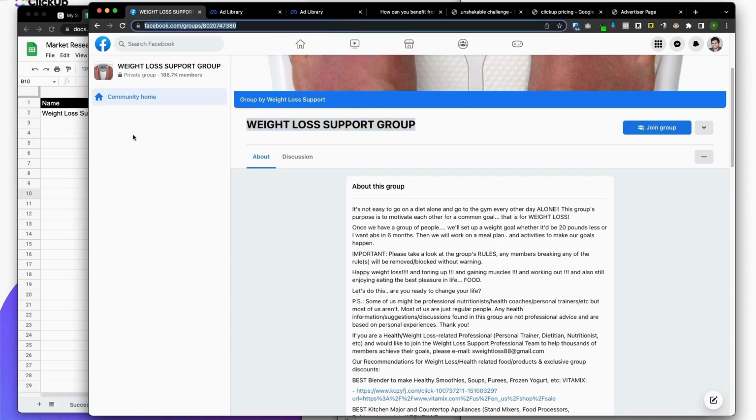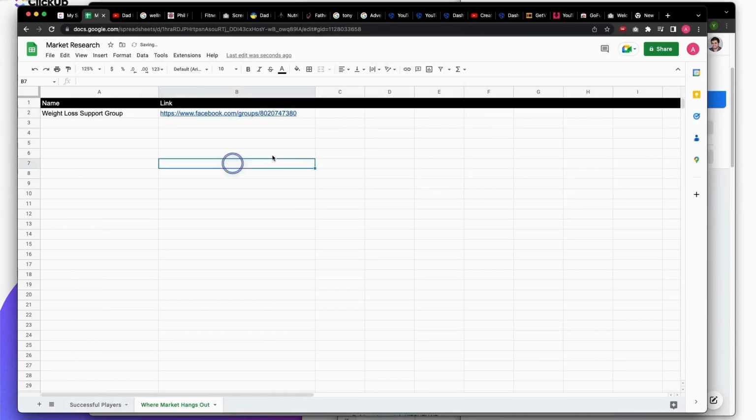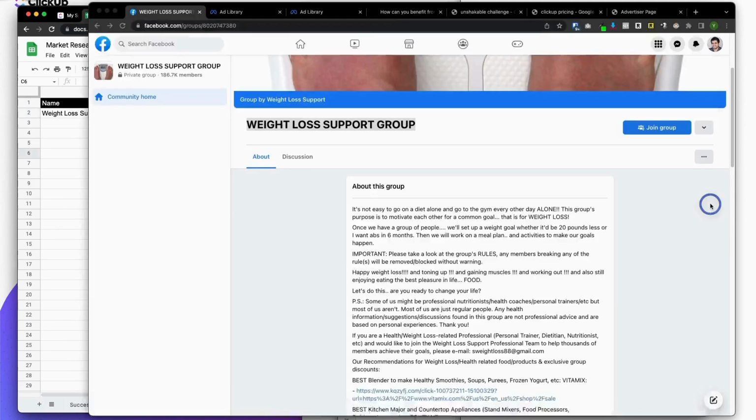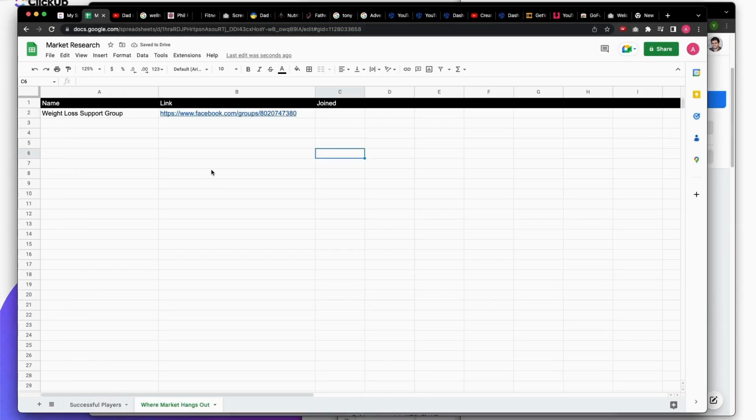And then I might go ahead and save the group link like that. I could even go over here and join. I might even join this group and pull a bunch of data around there. Again, just pulling data as we're going through this on where the market is hanging out.